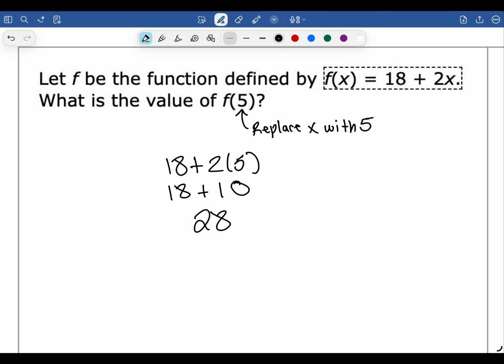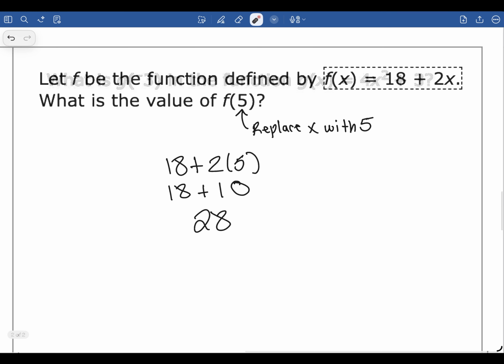So all we did was take what they told me f of 5 is, which is the x is 5, and we replaced x with 5. So when I did that, I replaced the x in the equation, which is right beside the 2. And then I started solving. So 18 plus 2 times 5, that gave me 18 plus 10, which is 28. All right, so now let's move on to example 2.